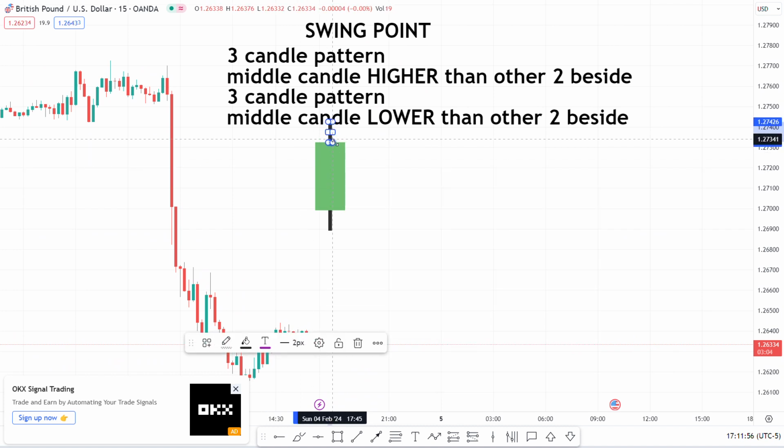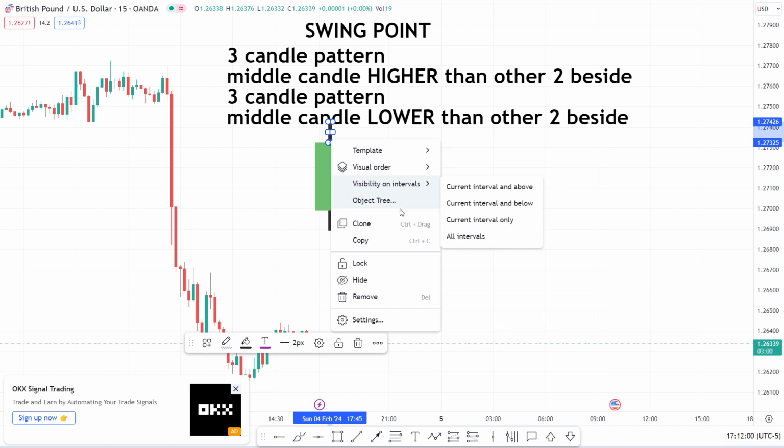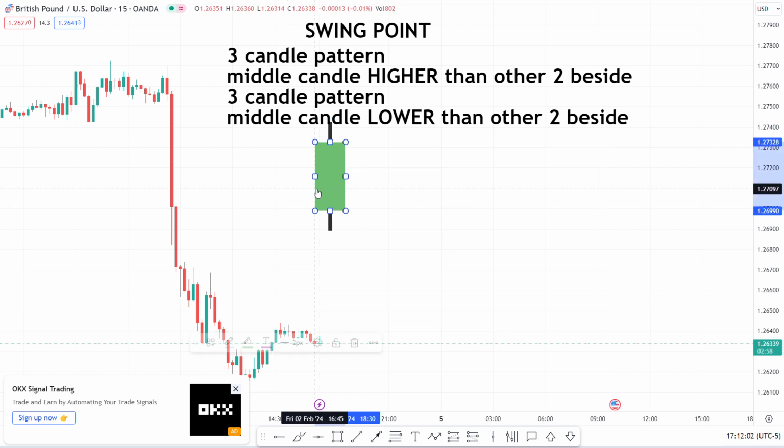Is there a way to group this? Template, nope. Shift, select, nope. Alt, select, nope. So I can't group that. Okay, cool. It's interesting.